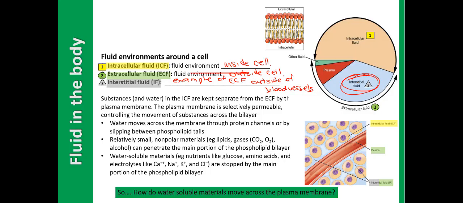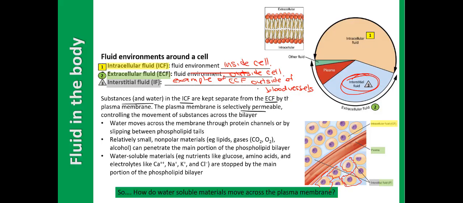And interstitial fluid is the fluid that's found surrounding the cell, but it's not the fluid inside the blood vessels. As I said previously, substances and water inside the cell are kept separate from the substances and water outside the cell by the plasma membrane. The plasma membrane is what we call selectively permeable or semi-permeable. And what a semi-permeable membrane means is that it allows certain substances through, but not everything.